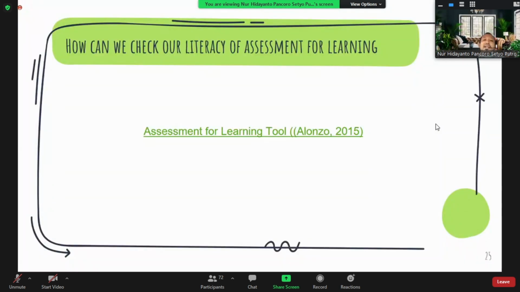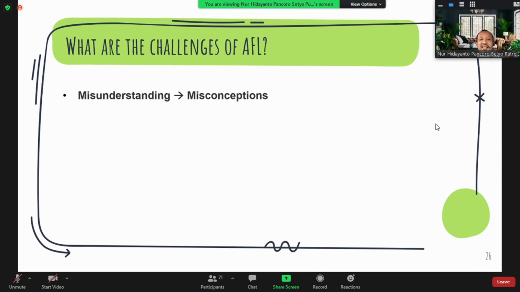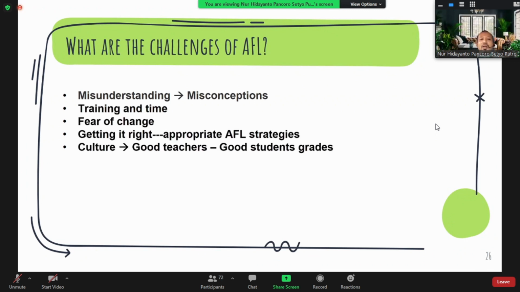Okay, and there is also a tool for assessment for learning, Bapak Ibu. I'm going to send this tool to Pak Syaufi later, and you may want to measure yourself, level saya di mana untuk assessment for learning. Ada ukurannya sendiri. Now there are also challenges of AFL, Bapak Ibu.